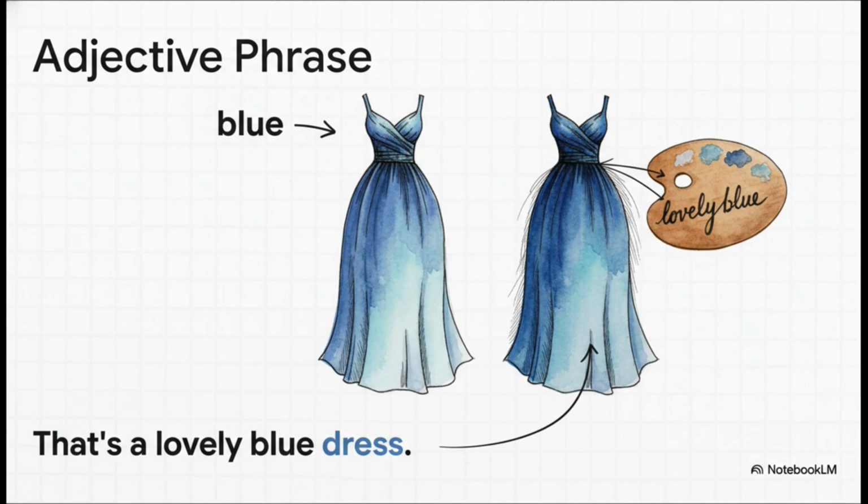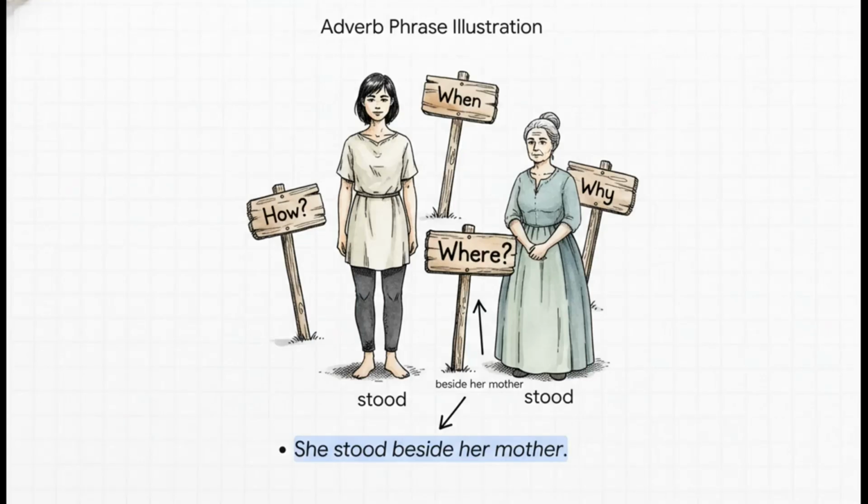Then there's the adjective phrase. You guessed it, it's a group of words that does the job of an adjective, which is to describe a noun. So, instead of just saying a blue dress, you can say a lovely blue dress. See? It's doing the exact same job, just with a little more flair, a little more descriptive power. And following that same logic, we have the adverb phrase. This modifies a verb, and it usually answers those classic questions: how, when, where, why. In our example, beside her mother tells us where she stood. It's a whole group of words that's acting as a single adverb.